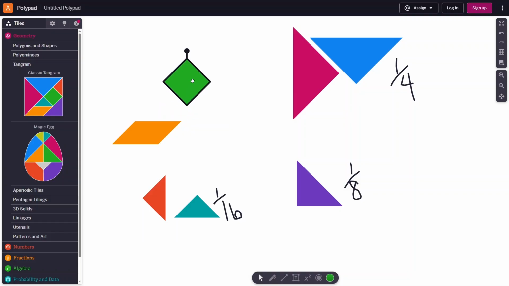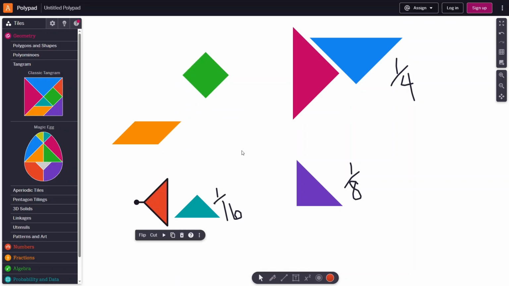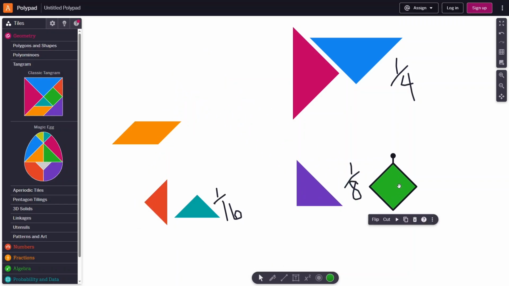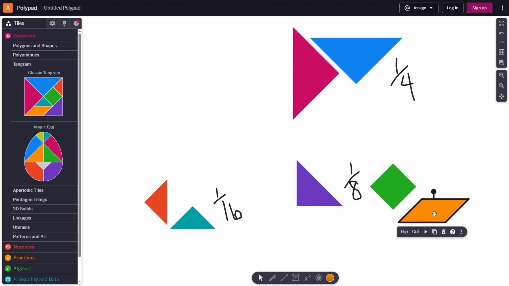Next, let's look at this square. If I take one of these triangles, I can see that it is half of the square. So that means that this is also going to be in our 1/8 group. Similarly, it's going to take two of these triangles to make this parallelogram, so this will be in our 1/8 group as well. So we have two that represent 1/4, three that represent 1/8, and two that represent 1/16.